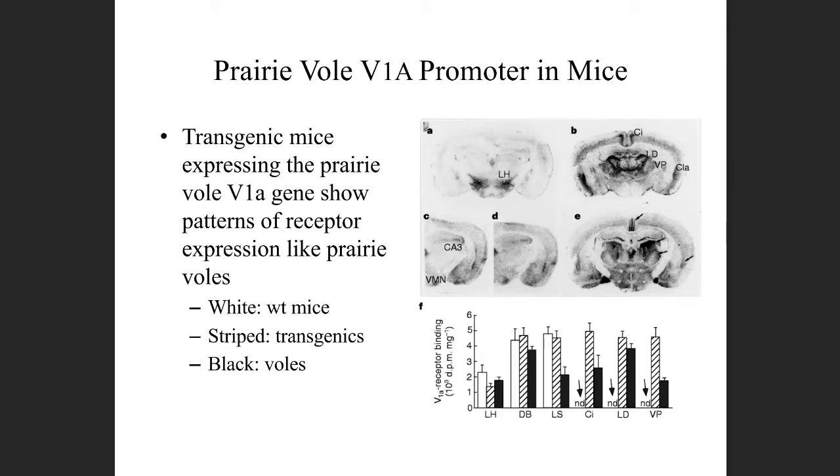So you can see the arrows, the 3 arrows over here. In that case, the mice don't have any vasopressin receptors in these 3 brain nuclei, but both prairie voles, that's the solid black, and transgenic knocked-in mice with prairie vole V1A promoters do produce these vasopressin receptors. So it's really interesting, right?